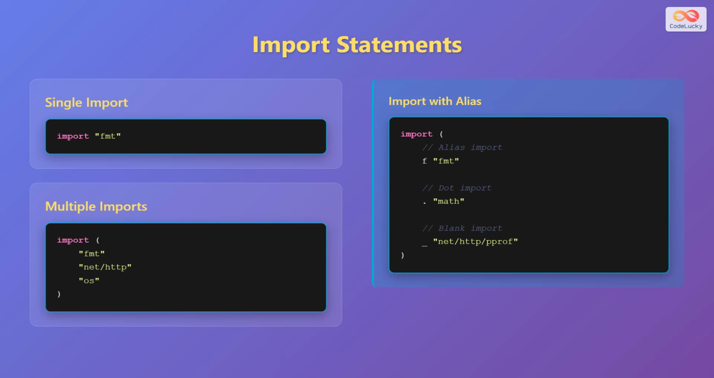Next up, import statements. These are used to include packages in your Go programs, allowing you to use their functionalities. There are a couple of ways to import packages. You can use a single import statement like import fmt, or you can use multiple import statements grouped together within parentheses. Additionally, Go offers some advanced import techniques, such as aliasing, dot imports, and blank imports. Aliasing lets you rename a package for easier use. Dot imports bring the package's symbols into the current scope, and blank imports are used to trigger initialization routines without directly using the package's content.